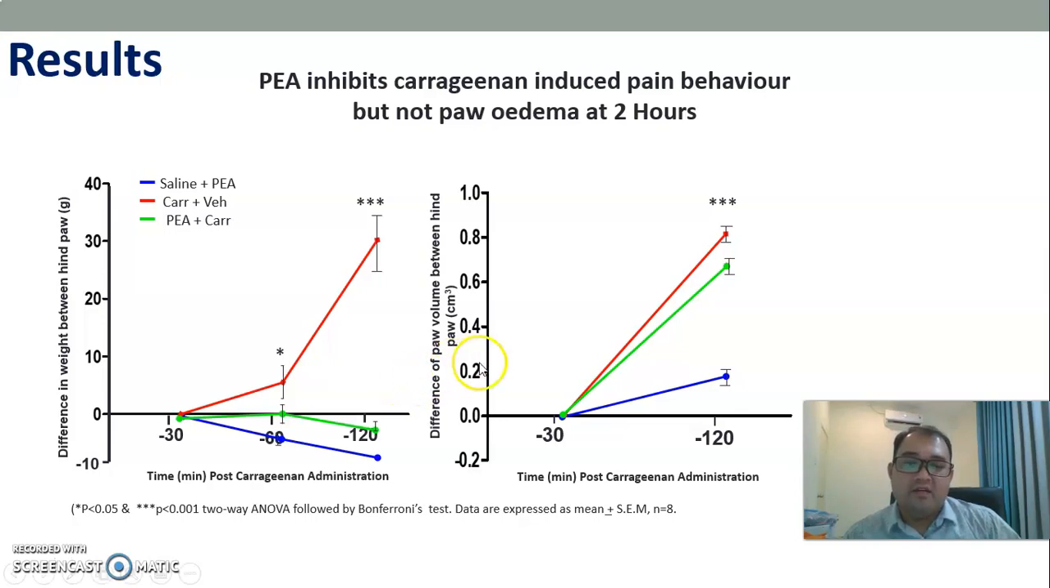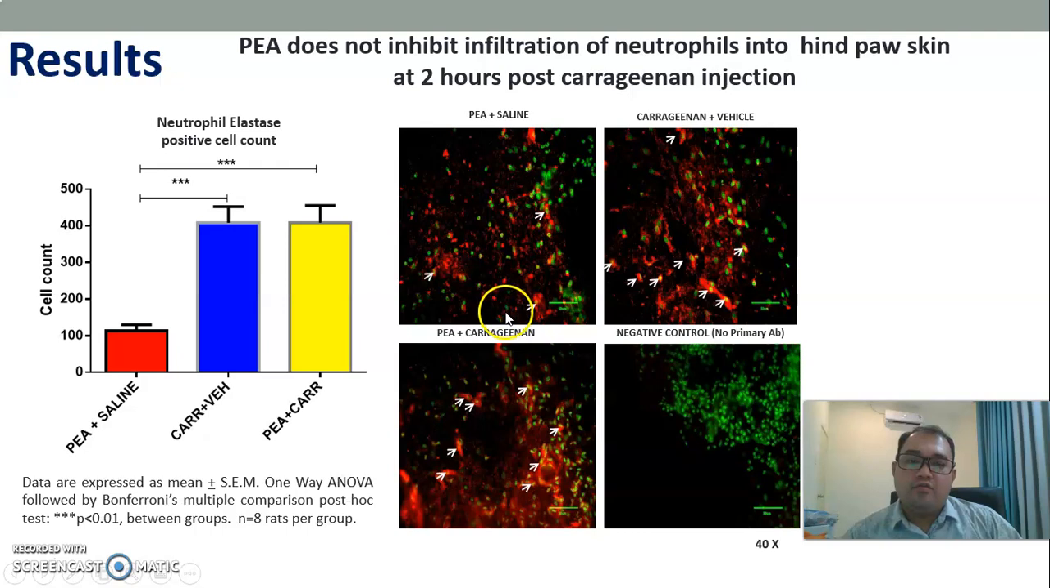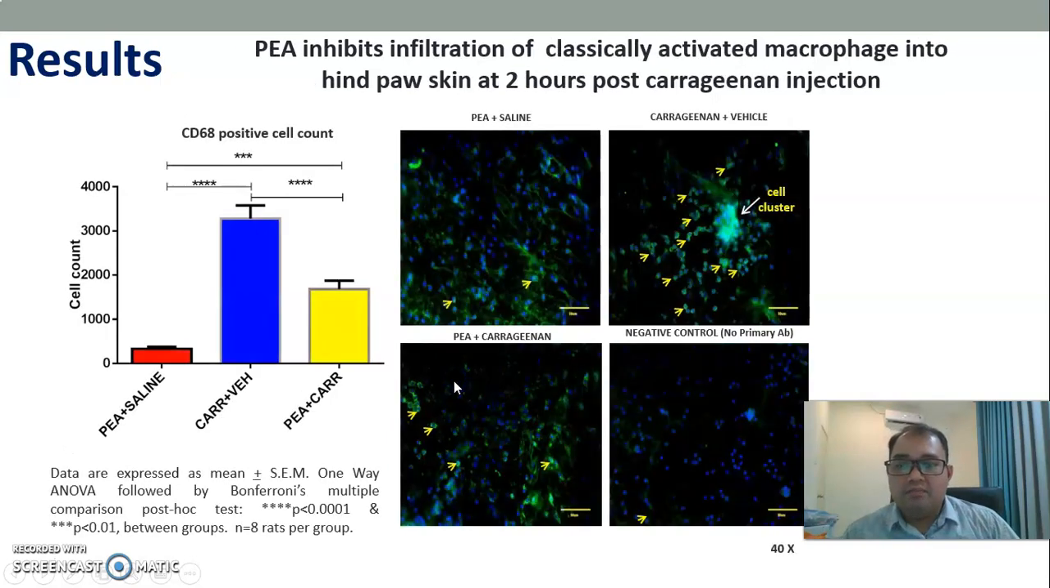So it's very interesting. We were thinking that it must be related to a specific immune cell that infiltrated into the hind paw. So when we looked into the neutrophils, interestingly, PEA did not reduce the infiltration of neutrophils into the hind paw. So that's why I think PEA is not able to reduce the edema, because all of the cells keep infiltrating into the hind paw. And when we looked into the macrophages, interestingly, PEA significantly inhibited the infiltration of macrophages into the hind paw at 2 hours.